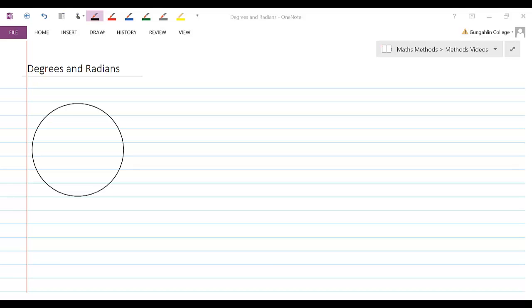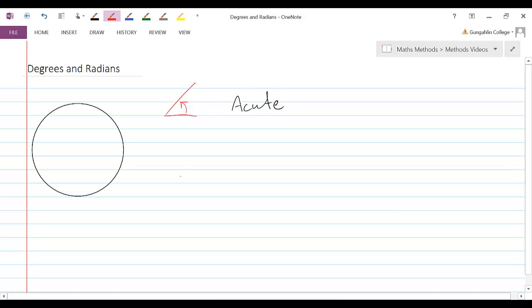By this stage in maths, you should be pretty familiar with the idea of angles and how they are measured. Up till this point, we've used a degree as the basic unit of angle measure, and you should know a few things. You should know that if an angle is less than 90 degrees, we'd call this an acute angle. You should know that anything that looks like this, and we mark it like this with a little square, is called a right angle.